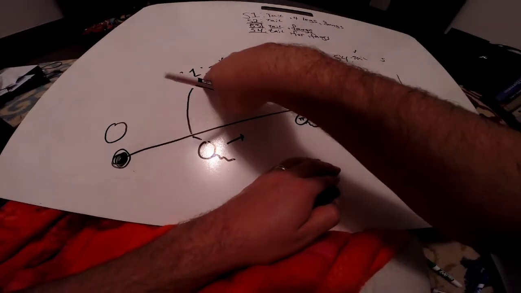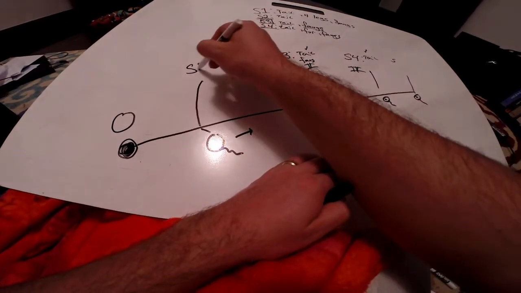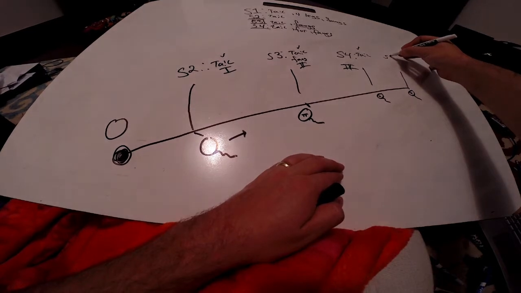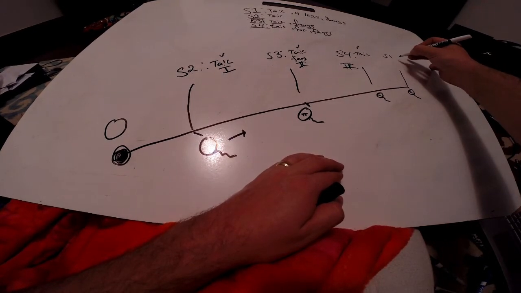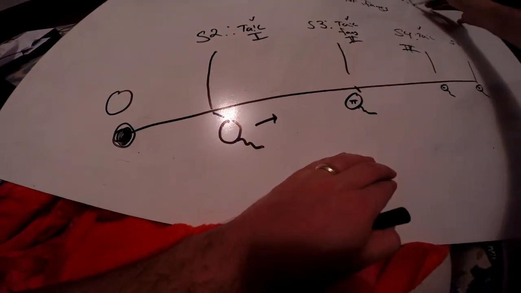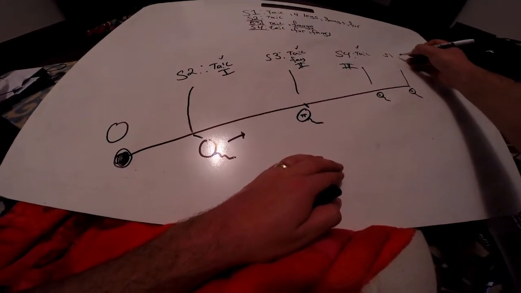Oh, wait, did I say species 1 for that one? No, I meant species 2. I'm sorry, my mistake. Species 1. And this is missing fur. There you go. That's why I was confused. So species 1 is going to have a tail.